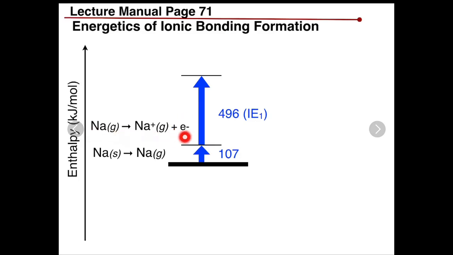You have learned how to write out these equations already, and this is my expectation: you will need to be able to write out the equation associated with the first ionization energy. The first ionization energy is the energy involved when a gaseous element loses an electron and becomes a cation in the gaseous state.